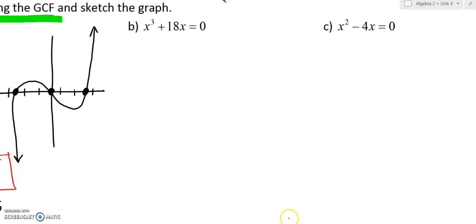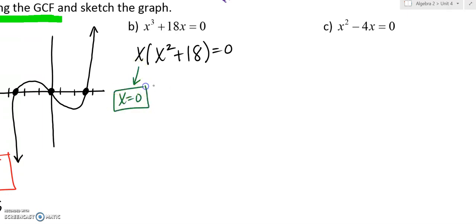Next problem, problem B. I'm looking for a GCF. I see that I can take out an x. I'm left with x squared plus 18, and it equals 0. I'm going to take each piece and set each piece equal to 0. This first one's really nice. I get that x is equal to 0. The second piece, I'm going to have a little bit to do on it.